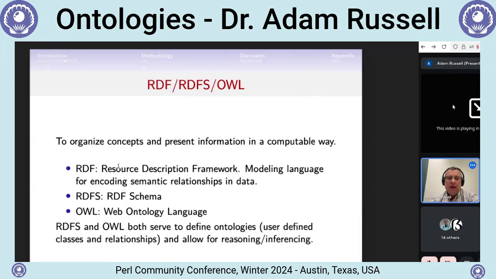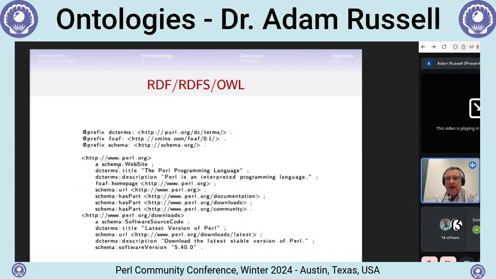RDFS and OWL serve to define the ontologies, right? To allow for greater organization of concepts, of greater organization of knowledge, to allow for reasoning and inferencing. And I know I'm saying words like reasoning and inferencing kind of quickly, but there really is a deep meaning to those words. I'll get into that in a little bit.